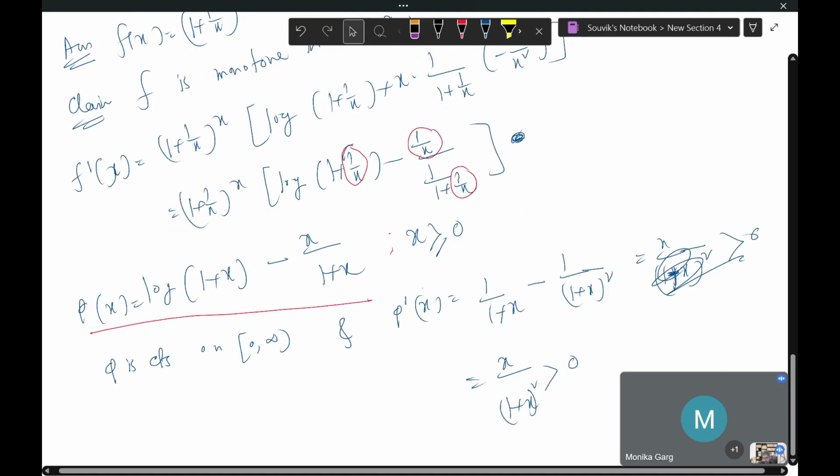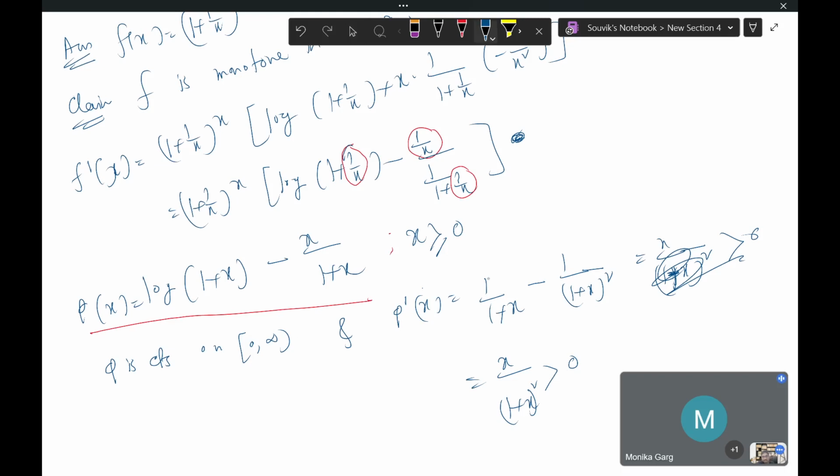Log of 1 plus x, minus x upon 1 plus x, right. But I didn't get why we have defined this phi x. Oh, actually, the point is, look at the inside portion of f dash x. We need to check whether this part is increasing or decreasing.